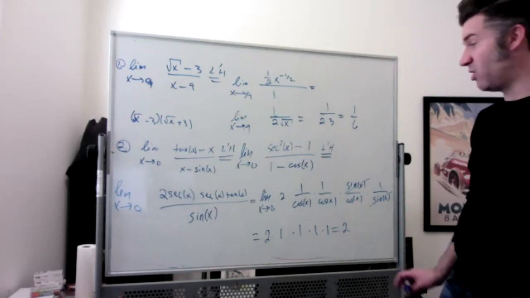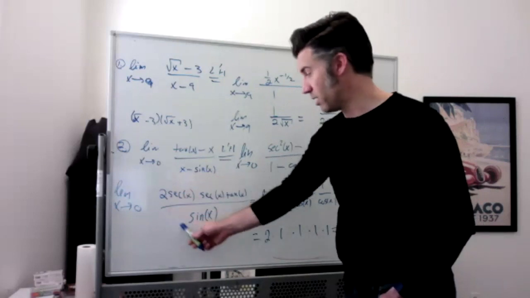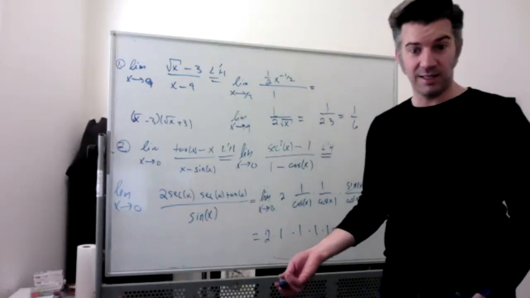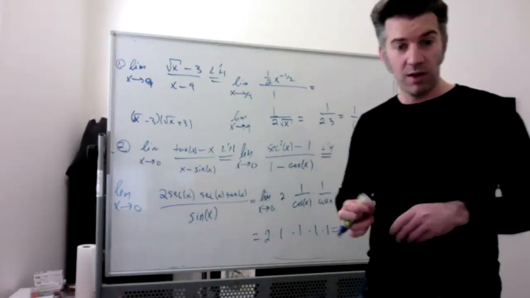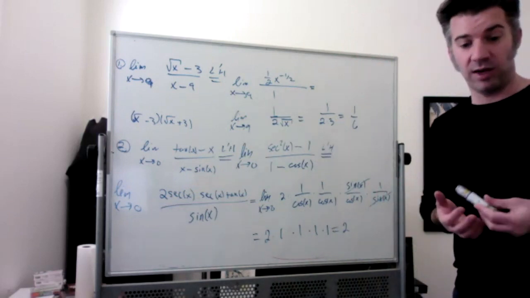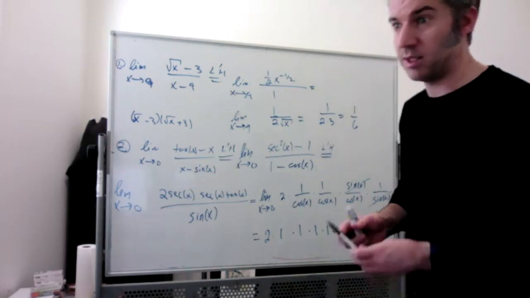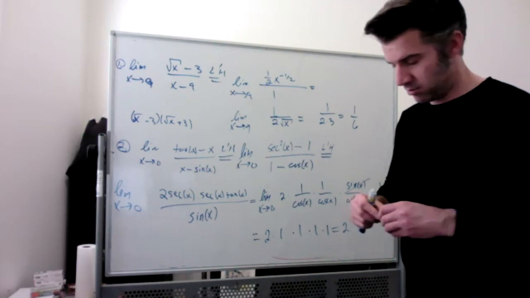So sometimes, even though you could use L'Hôpital's rule here, it's really going to be quite hideous to take the derivative of the numerator. So sometimes, a lot of the time, it actually makes sense to try and simplify your expression instead of using L'Hôpital's rule. All right.